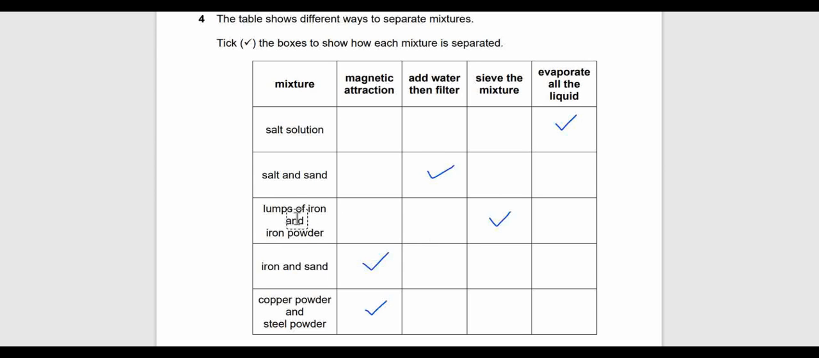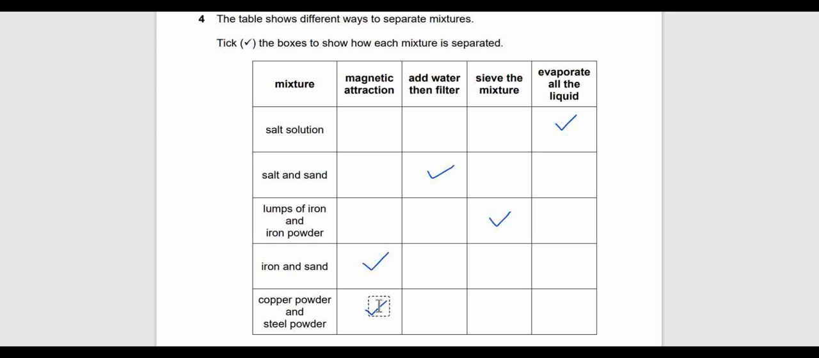This one is different in size, so we can sieve the mixture. The small particles will pass through the sieve and the lumps will be retained. Iron and sand: we can use magnetic attraction since iron is attracted to a magnet while sand isn't. Next is copper powder and steel powder. Steel is attracted to a magnet since steel is made from iron. Copper is not attracted to a magnet, so we choose magnetic attraction for this one.